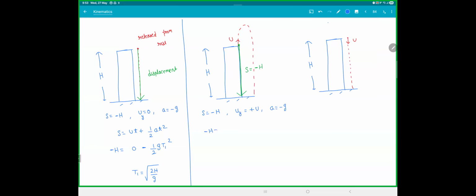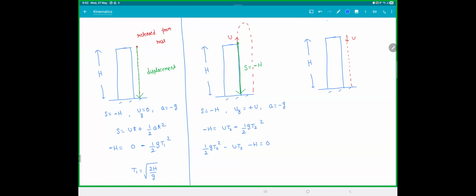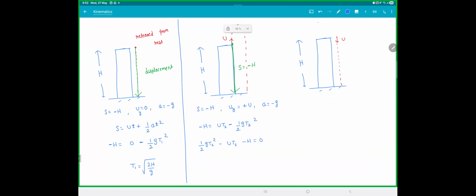Substitute in the formula. Minus h is equal to ut minus half g t2 square. You get a quadratic equation: half g t2 square minus u t2 minus h is equal to 0. Solve this. We get t2 is equal to u plus or minus, we'll not take the minus, that root is anyway positive, root of u square plus 2gh, by g. Again, don't remember the result. Understand how to derive it.